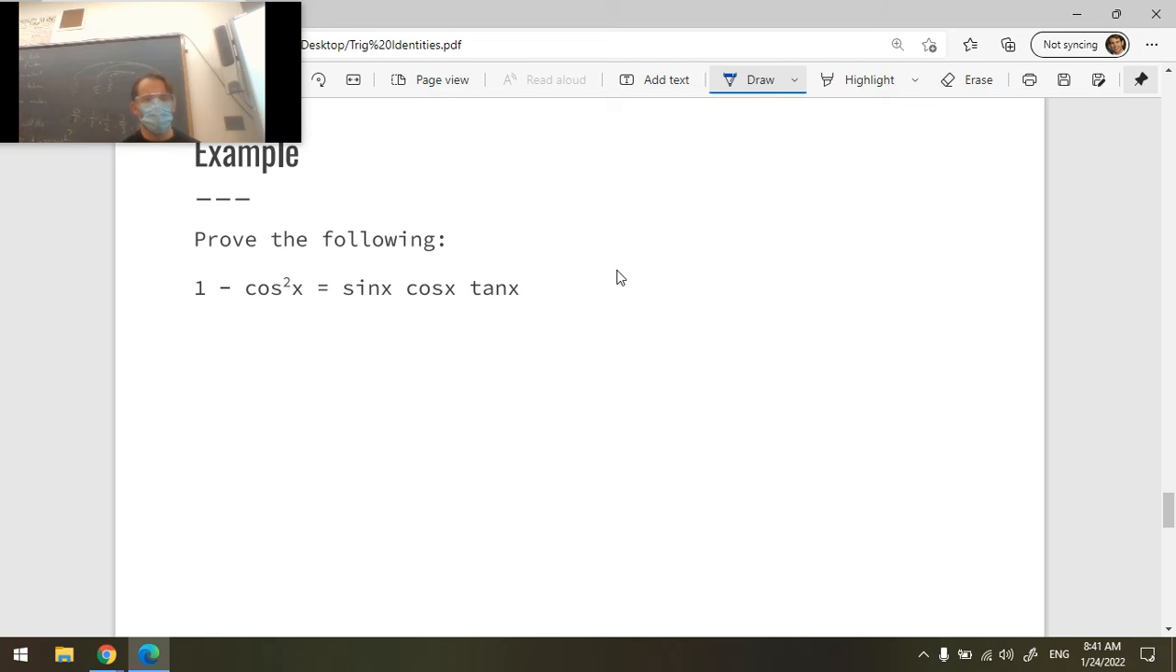1 minus cosine squared x is equal to sine x times cos x times tan x. Let's try this. Okay, first of all, I can look at that and tell you that that's sine squared x. How can I do that? Well, let's do the math and we'll work on it and we'll find it. But I would use a trick here because I know sine squared x plus cosine squared x is equal to 1. I know if I subtract cosine squared x from both sides, I get sine squared x equals 1 minus cosine squared x.